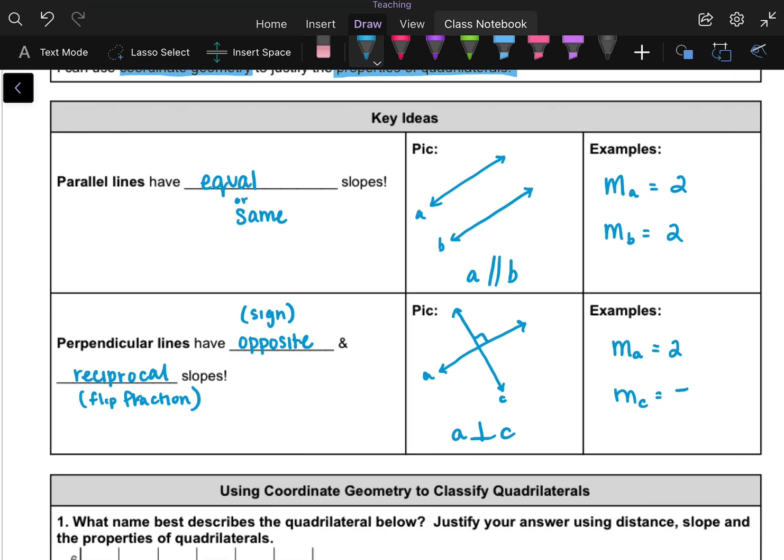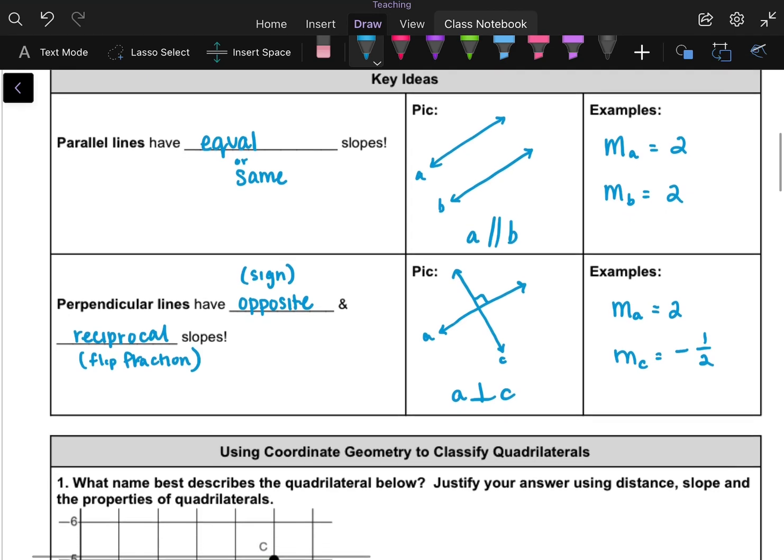So this slope of A is like 2 over 1. Remember, if there's nothing in the denominator, it's just over an invisible 1. So flipping that fraction would put 1 in the numerator, 2 in the denominator. Whoops, that was supposed to be my negative. So negative 1 over 2. There we go. That's going to be our slope for line C. Right, so again, those are opposite reciprocals of each other. So 2 and negative 1 over 2 will be our slopes of our perpendicular lines.